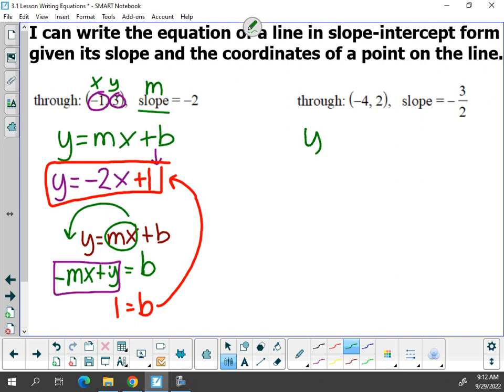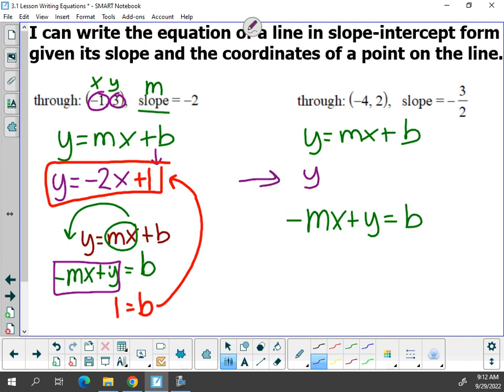We always are starting with y equals mx plus b. And it might be good to know this new negative mx plus y equals b. And so if I'm starting to build my answer, which I'll write here, I have y. I know my slope is -3/2. I'm going to have an x. And all we need to do is figure out what is the y-intercept. Where does it cross the y-axis?